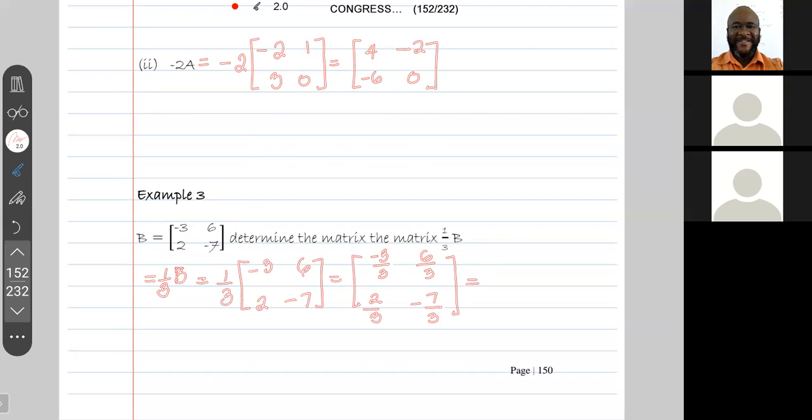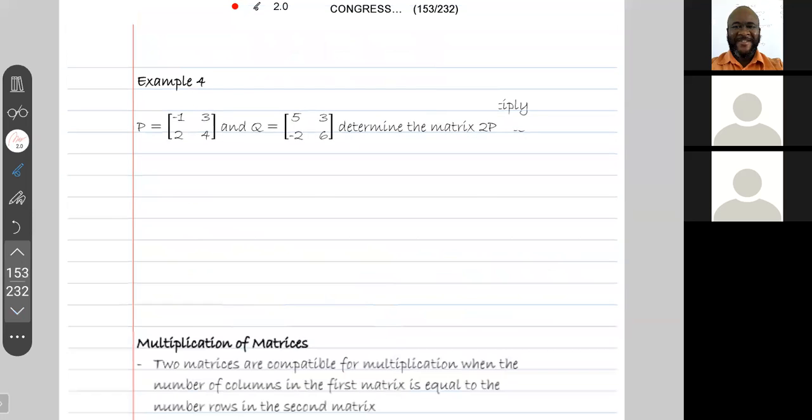So the final answer is minus 1, 2, 2/3, and minus 7/3. Remember, multiplying by 1/3 is the same as saying divide by 3. Example 4.